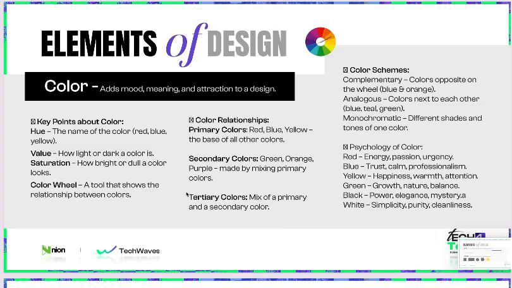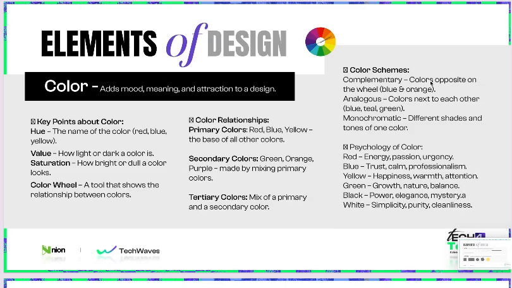Now we have tertiary colors. It's a mix of primary and secondary colors. Once you have your primary colors, and you have created secondary colors by combining them, you can add the new secondary colors with a primary color to give us our tertiary colors.